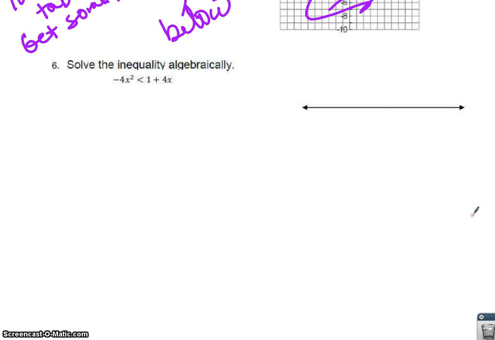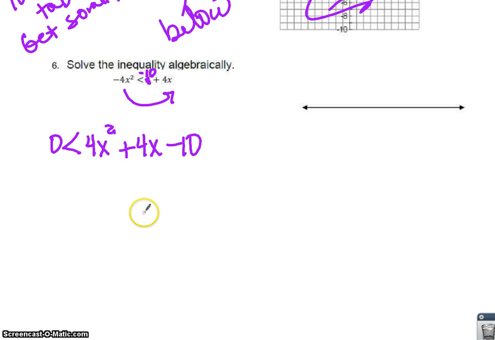And then the last one, we're actually going to make a change. It should have already been made on your paper. Instead of a 1 right here, this should be a negative 10. The first thing that you have to do is get everything on the same side. And you want your x squared to be positive. So I'm going to move my negative 4x squared. I'm also going to get it in order, x squared, x, and then my constant. So 0 is less than 4x squared plus 4x minus 10.